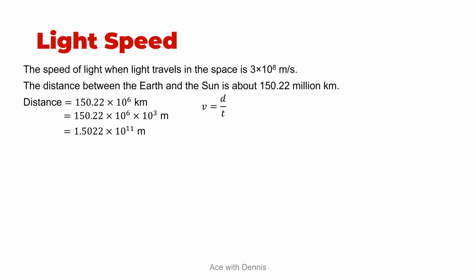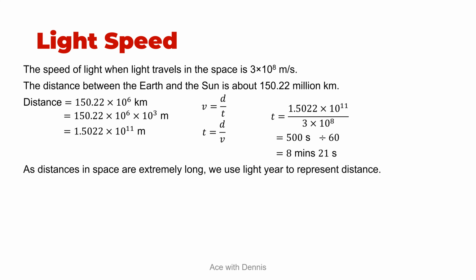And the formula for speed is distance over the time. Hence, to calculate the time, we will take the distance divided by the speed. So for this case, the distance is 1.5022 times 10 to the power 11 divided by 3 times 10 to the power 8, and we get about 500 seconds, and we can convert it to minutes, which is 8 minutes and 21 seconds. So in other words, the Sun that we can see now in the sky is the Sun 8 minutes ago.